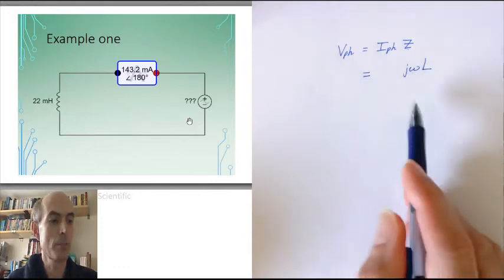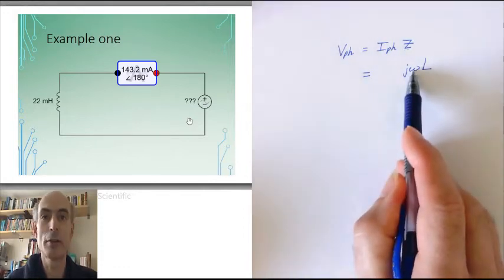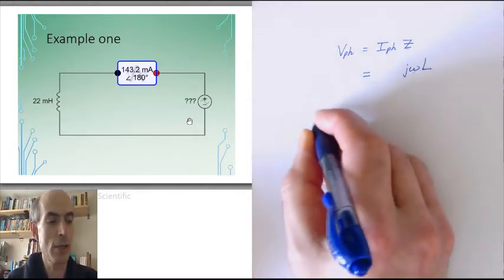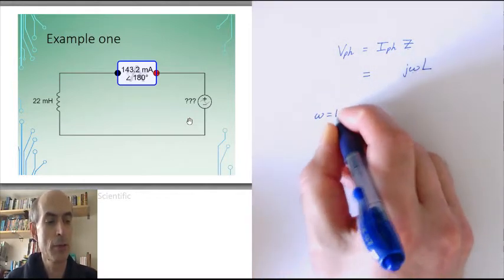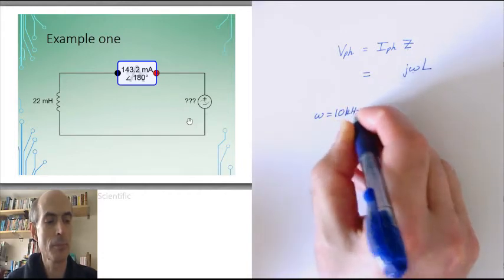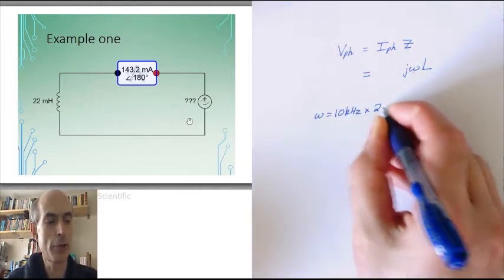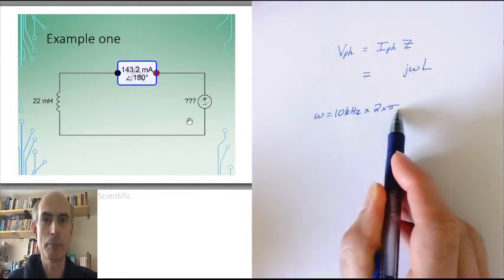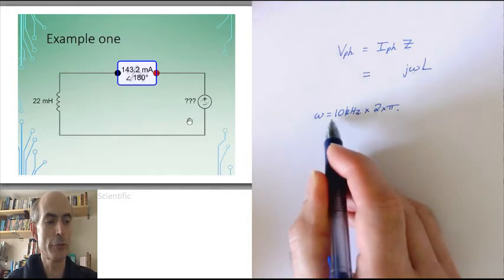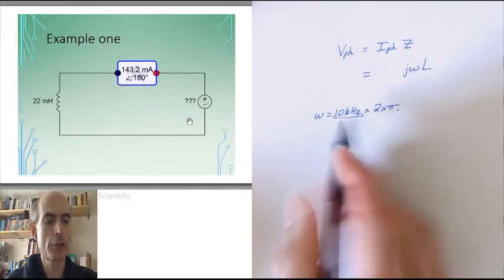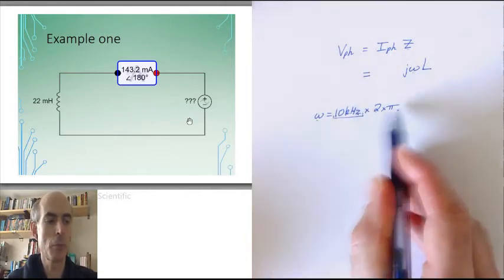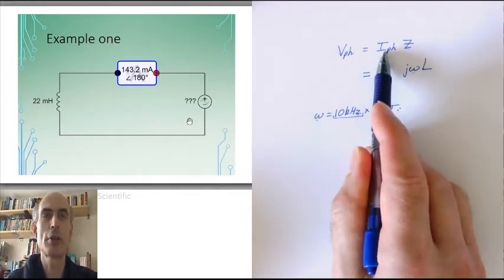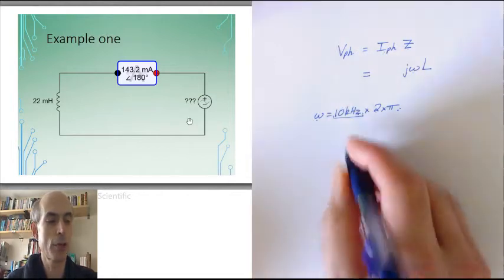The frequency is usually specified in terms of hertz. So supposing the frequency here was 10 kilohertz. That would mean that the angular frequency would be 10 kilohertz times 2 times pi, because that's how you convert from a frequency in hertz to a frequency in radians per second, multiplied by 2 pi. We know the phasor representation of the current. That's what the ammeter is telling us.